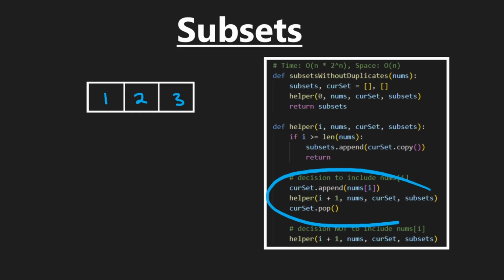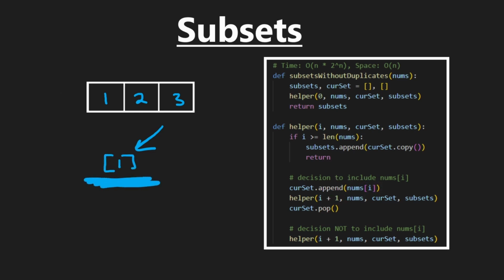So this is a standard backtracking template. Here, what we're going to do is, to our current set, we're going to make the decision to include nums of I. So to our current set, we're going to add 1 to it. And then we're going to call our helper function with essentially the exact same variables, right? Nums isn't changing. Current set did change, we appended a value to it, but we're passing in the same reference. It's just a single variable, and we're reusing it throughout this recursion. We're also passing in subsets.